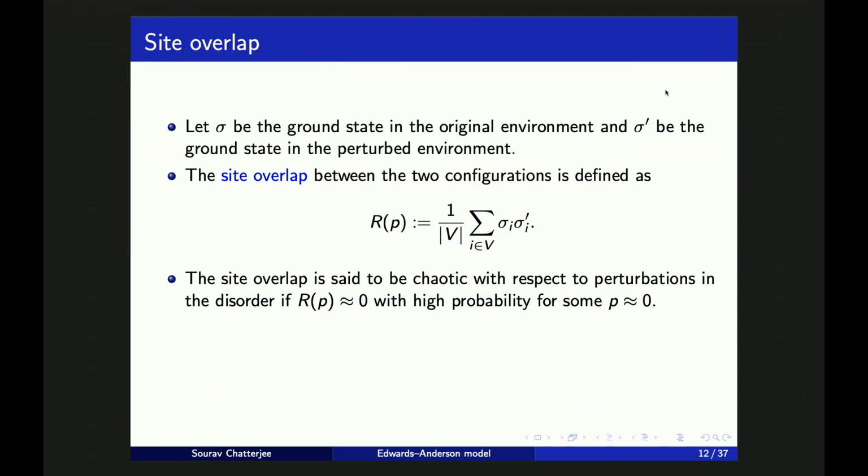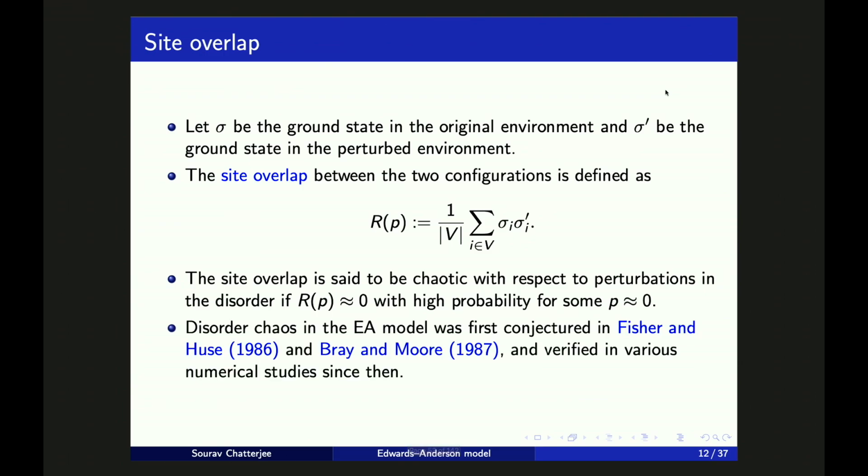So does that happen? This was conjectured by Fisher and Huse in 1986 and Bray and Moore in 1987, and there are various numerical studies, so there isn't much controversy about this. People believe that this is true, and I'll tell you the heuristic reason behind that. This is the disorder chaos conjecture.